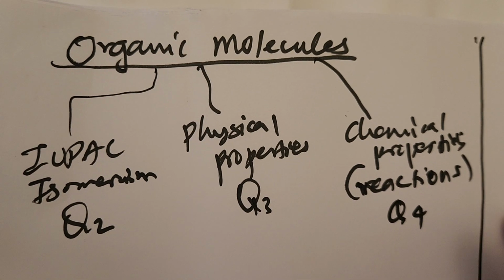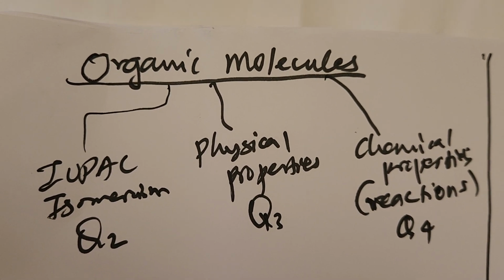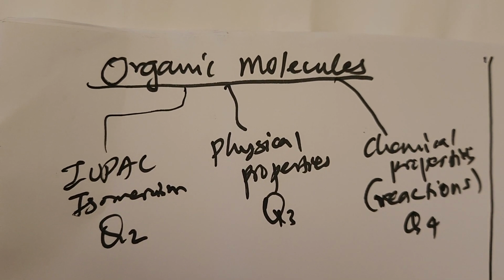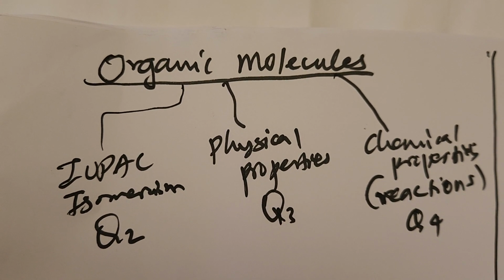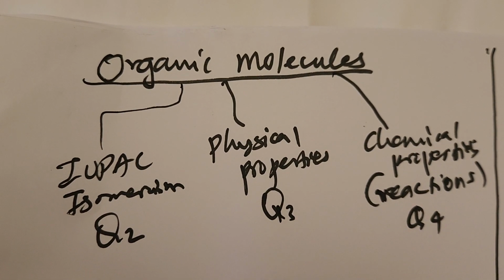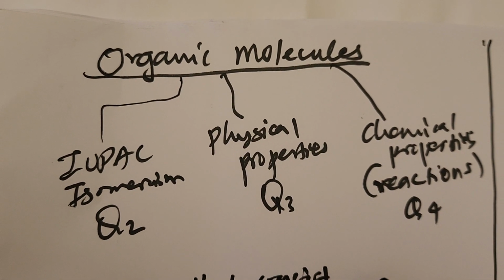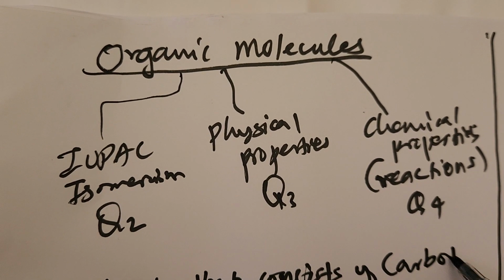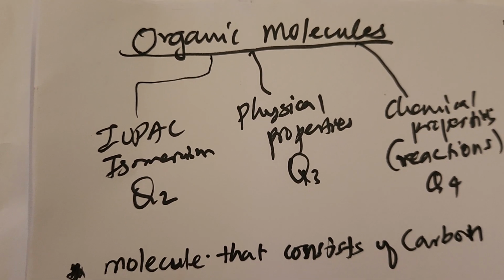Fine. Now let's start with unpacking the organic molecules. The first question will be, what is an organic molecule? By definition, an organic molecule is a molecule or compound that contains or consists of carbon atoms. That is the organic molecules.